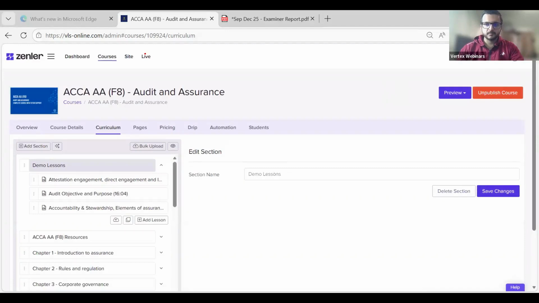So can you guys see where it says Vertex Learning Solutions on your screen? Is it visible to all of you? The VLS website. Is this website visible to all of you? If not, let me know, then I'll share it.